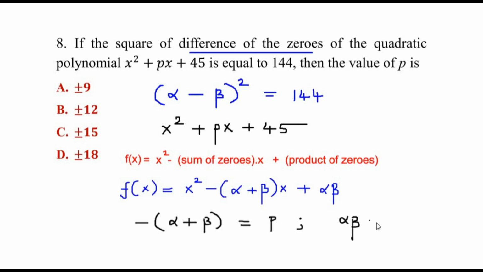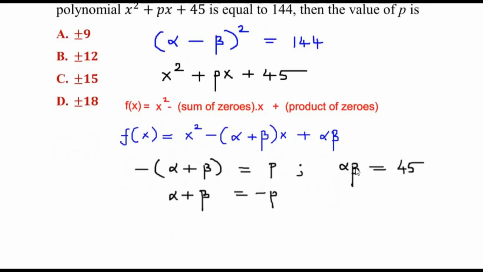So by comparison we can write here 45. So here we can write just simply alpha plus beta. Let us take the negative on the other side of the equal to sign, so it becomes negative p, and alpha beta stays the same.